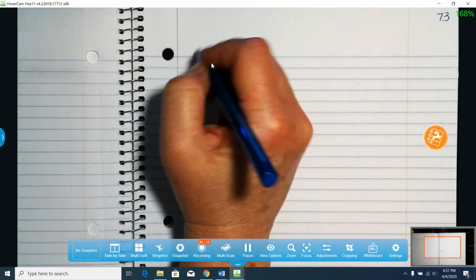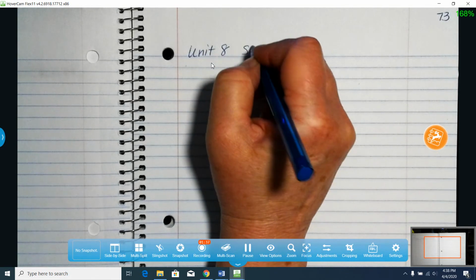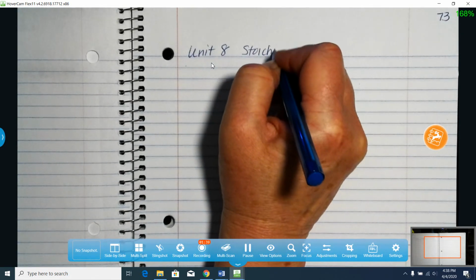Okay, so we were on Unit 7, representing chemical reactions. But I think since we've lost so much time, we are going to go ahead and go on to Unit 8, and then the things that we need from Unit 7, I will just incorporate in when we need it. Okay? So let's start with Unit 8, and this is Stoichiometry.